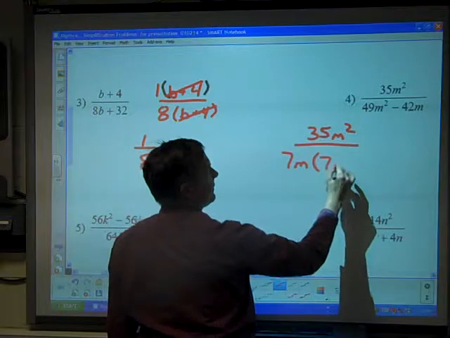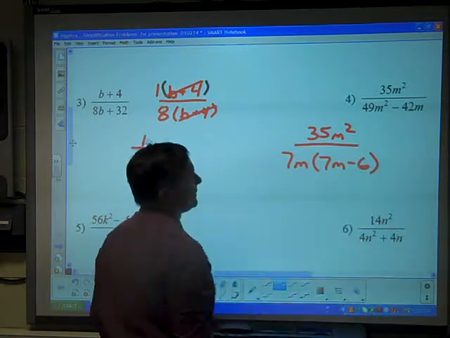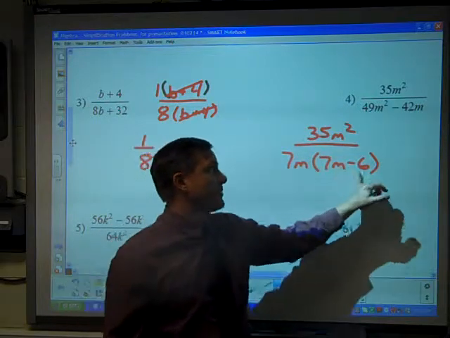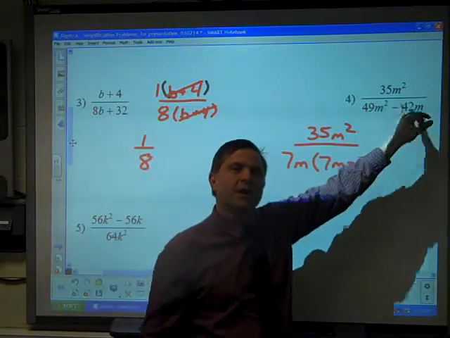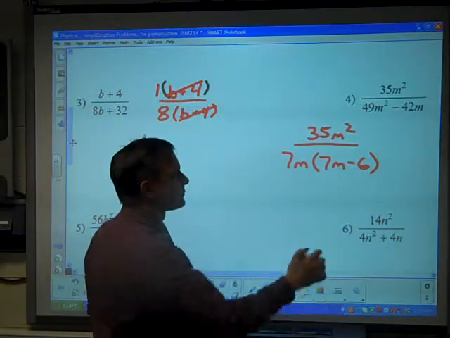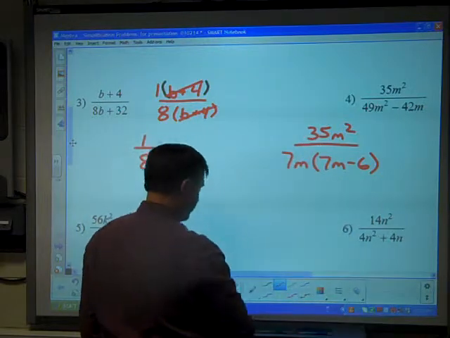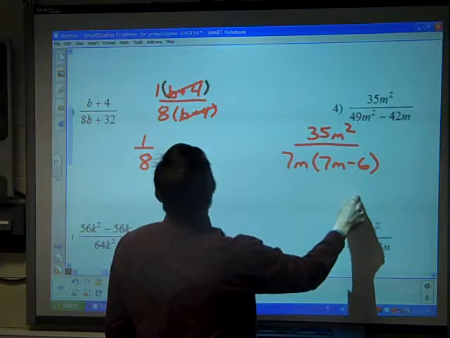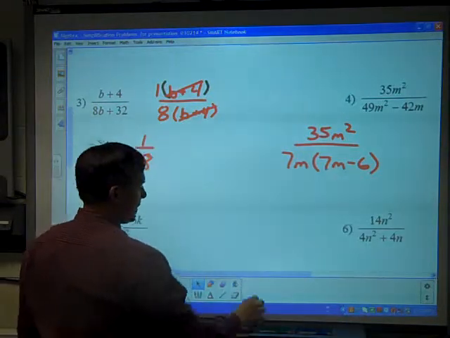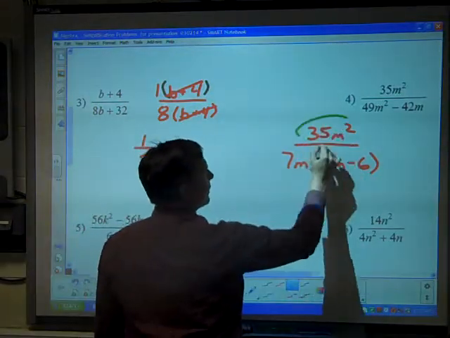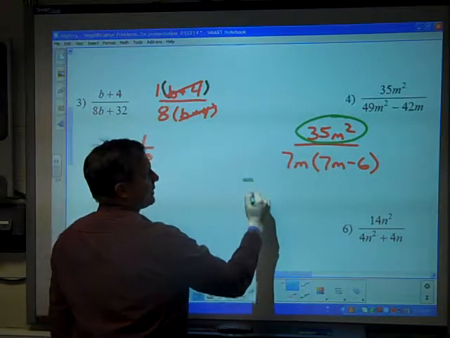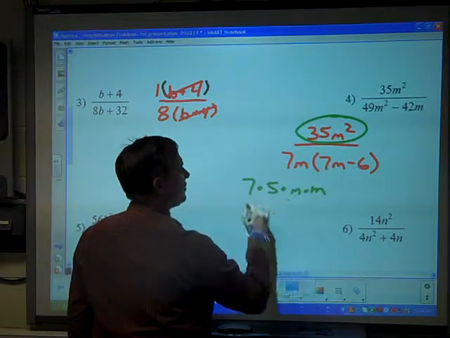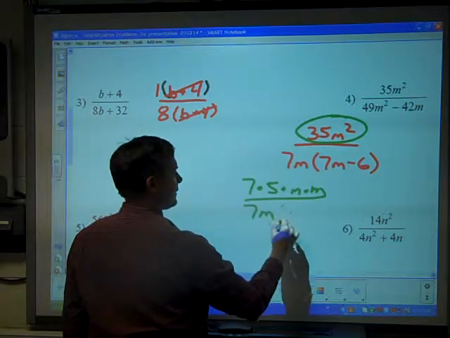And that leaves 7m minus 6. 7m times 7m is 49m squared. 7m times negative 6 is negative 42m. The denominators stay equivalent. Now, if it helps you, there is one thing we can do here. We can actually break this into factors. 7 times 5 times m times m. If that helps you see this problem, go ahead and do it.